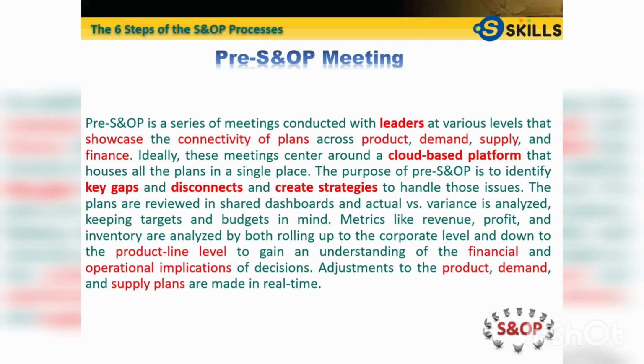The plans are reviewed in shared dashboards, and actual versus variance is analyzed. Keeping targets and budgets in mind, metrics like revenue, profit, and inventory are analyzed by both rolling up to the corporate level and down to the product line level to gain an understanding of the financial and operational implications of decisions. Adjustments to the product demand and supply plans are made in real time.